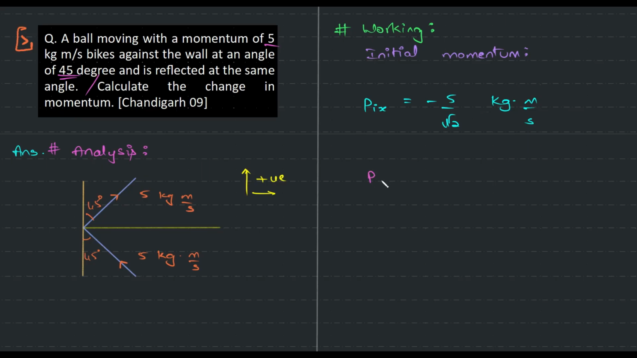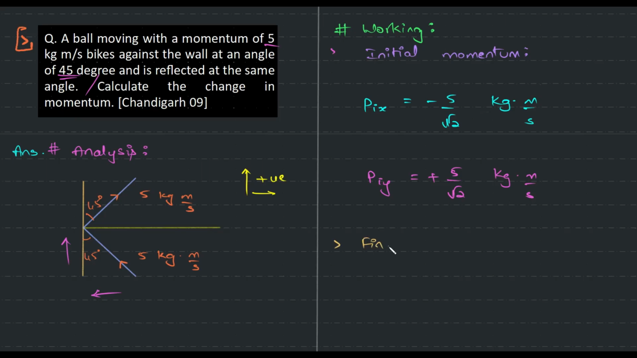Then we have P of i of y, the momentum along the y-axis. This is positive. Why? Because it's going up. Sorry, I didn't make it clear. The x component is negative because it's going left, right? And along the y-axis it's going up. So this will be 5 by root 2 kg m/s. All of this is to do with initial momentum.